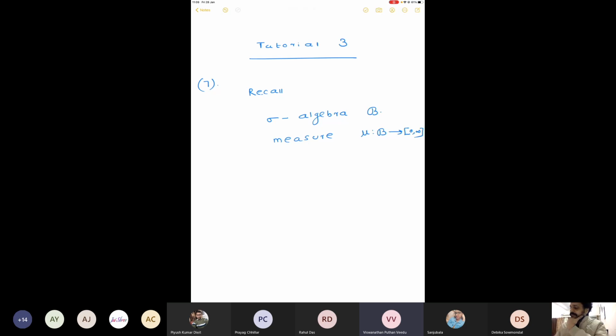Do you agree? Yes, sir. Mu of union A_n is equal to summation mu of A_n. This was one requirement for a measure, where the A_n belong to the sigma algebra and the A_n are disjoint.